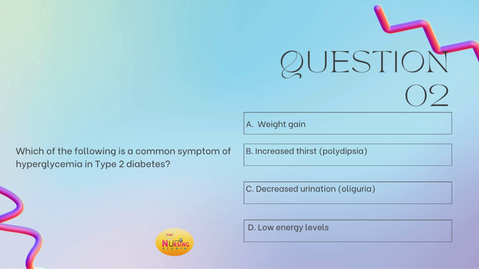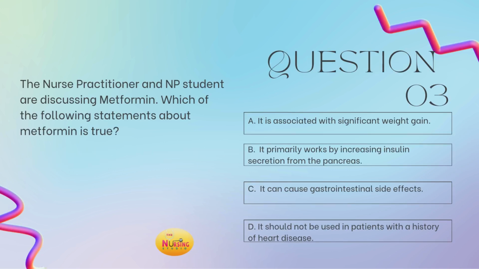But remember, those are common symptoms of hyperglycemia with the type 2 diabetics. Okay. All right. And lastly, question number 3. The nurse practitioner and NP student are discussing metformin. Which of the following statements about metformin is true?